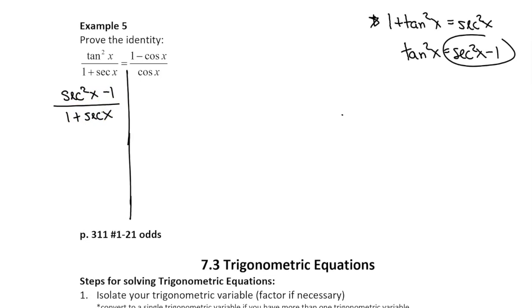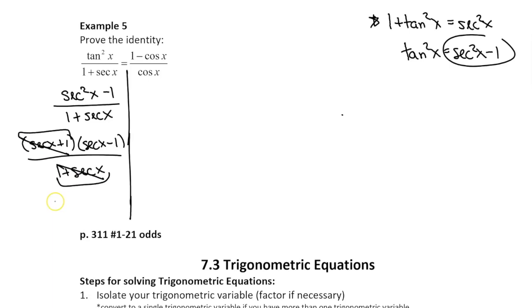So what we are allowed to do is that top is a difference of squares. And if it's a difference of squares, you could factor it. If we factored that, you would get secant x plus 1, secant x minus 1. And if you take a look at that, my top left term, secant x plus 1, is equivalent to 1 plus secant x. Those are the exact same. They're equivalent to each other, so we could reduce them, and you'd be left with secant x minus 1.